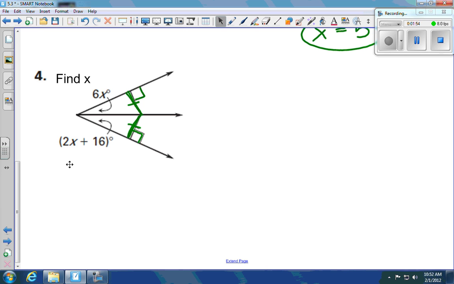What do I know about my angles? They're congruent. They're congruent to each other. So these are congruent because this is my angle bisector. All right? So since they're congruent to each other, we're going to do the same exact thing as we did last time. We set them equal to each other because congruent means equal. So 6x equals the 2x plus 16.